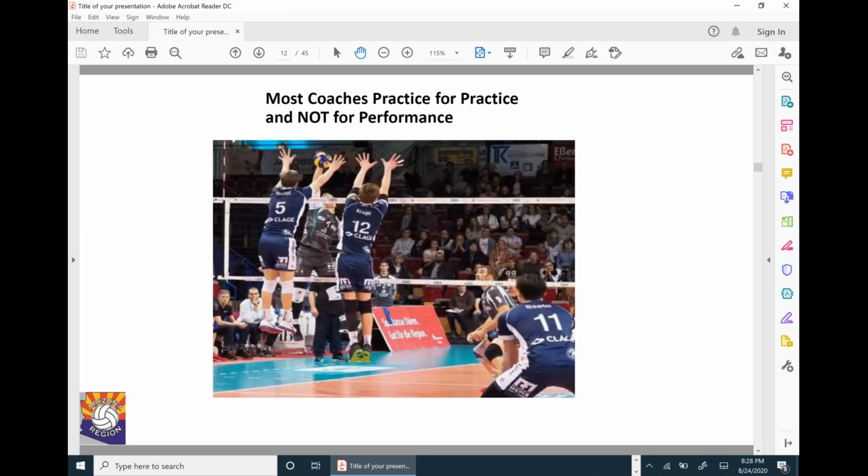So one of the biggest aha moments for me, and this is my son blocking here, number 5 on the left in the German league, came from working with a great motor learning scientist. You're going to hear more about how to do all that in a concentrated way on Wednesday.